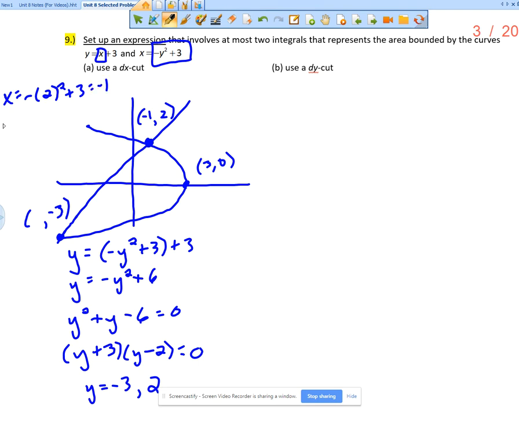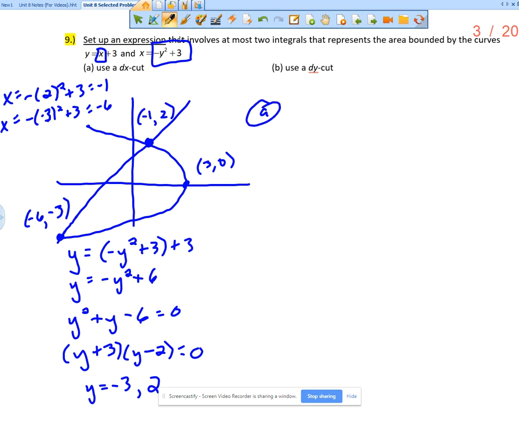Then here x equals negative 3 squared plus 3. Negative 3 squared is positive 9, but make it negative, so negative 9 plus 3 is negative 6. So this x value is negative 6. Now part A says to use a dx cut.